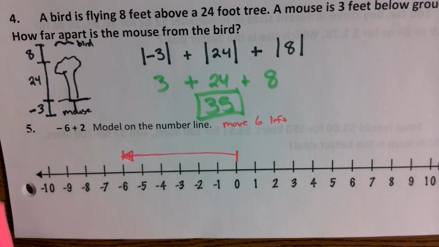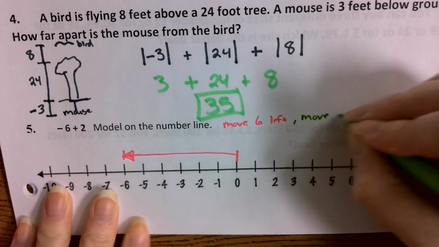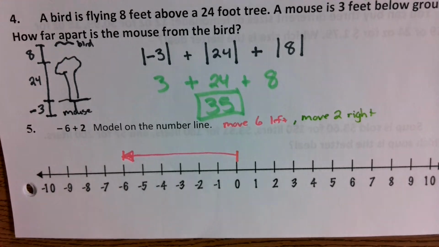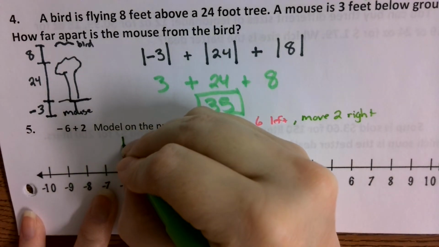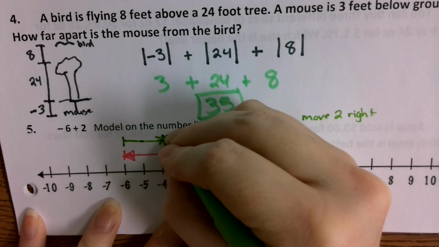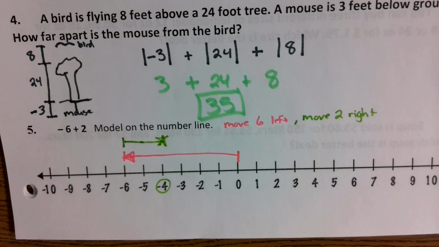Okay, then what do you do? You move 2 to the right, right? So am I going to start at 0 and move 2 to the right? You start from -6. You start from where you left off and move 2 positions to the right. So that's 1, 2, and there's your final answer. Our answer would be at -4. Modeling it on a number line is important. You need to know how to be able to do that. Okay? Any questions? Yeah, I can leave it on here for just a minute.